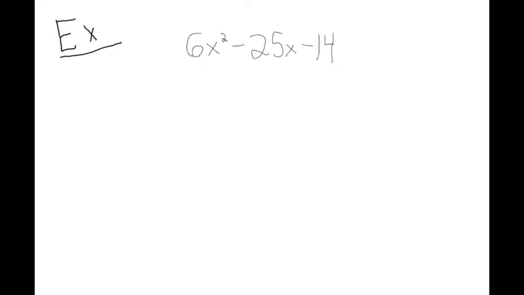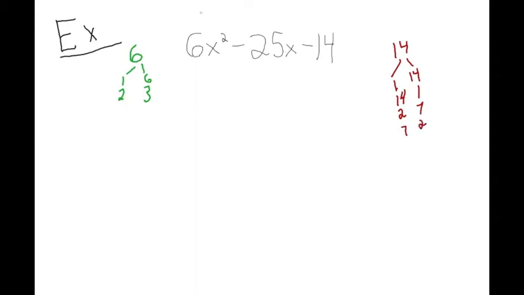So first things first, we're going to start off by listing the factors of a, so our 6. The factors of 6 are going to be 1 and 6, 2 and 3. And now we're going to list the factors of 14, which are going to be 1 and 14, 14 and 1, 2 and 7, 7 and 2.